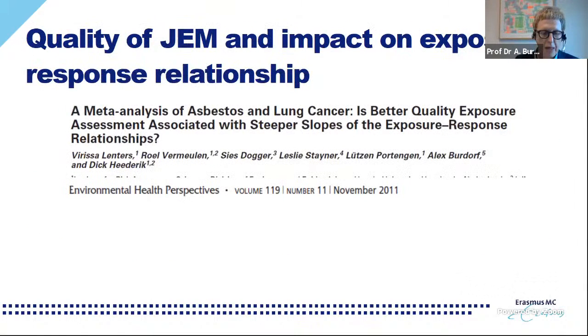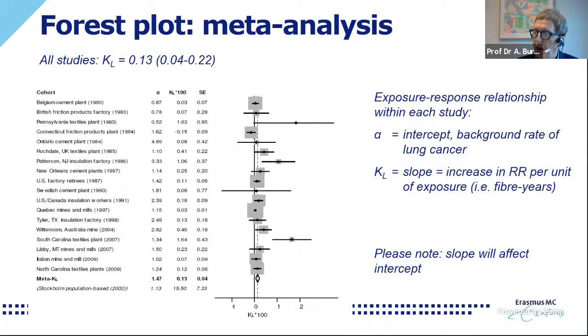Let me shortly give you the second example. So we are now used to this idea of using a job exposure matrix. And now we are trying to estimate the quality of the job exposure matrix. And this was done in a study we did on asbestos and lung cancer. And this is simply the meta-analysis, the forest plot that you would publish.